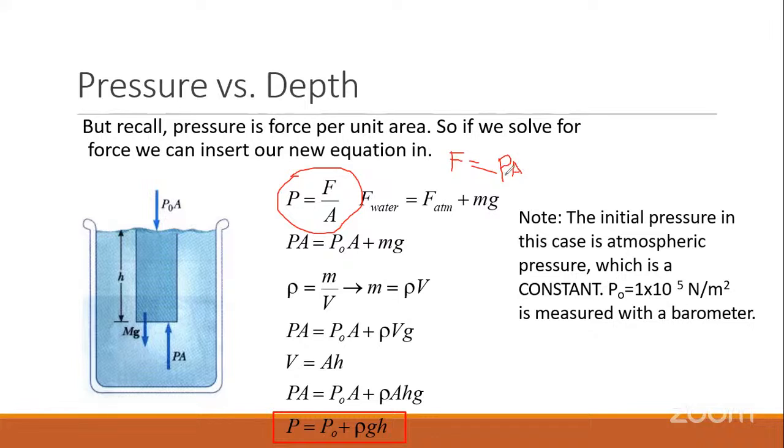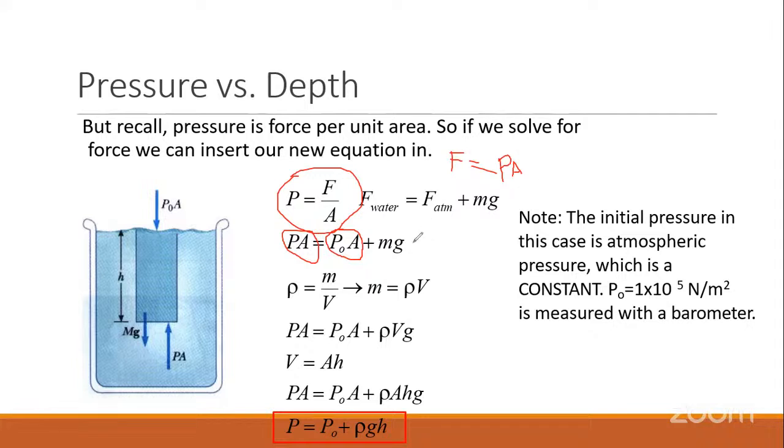So in place of force, we have three forces. We will replace the forces with PA. So the first one, which is the force of water, is represented with this. The atmospheric force we represent with this. Remember that the atmospheric force will give us atmospheric pressure. That's why we have a subscript of 0 to indicate that this is atmospheric pressure. Then we have mg.